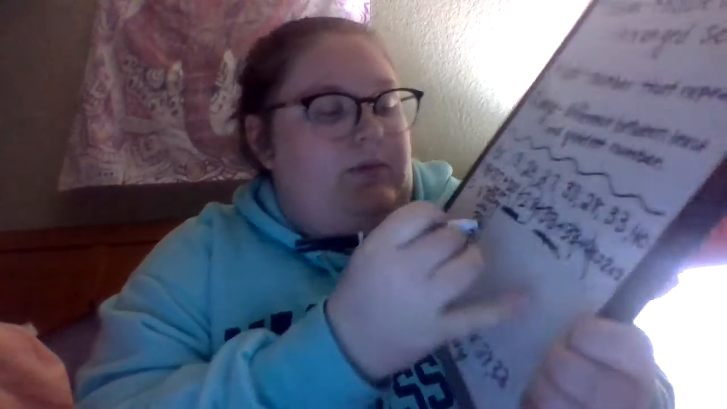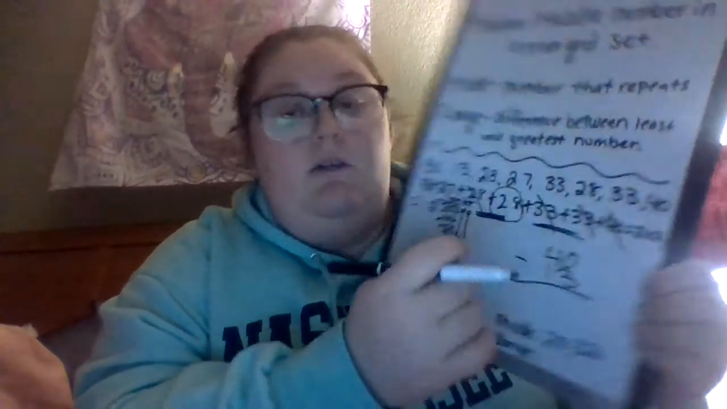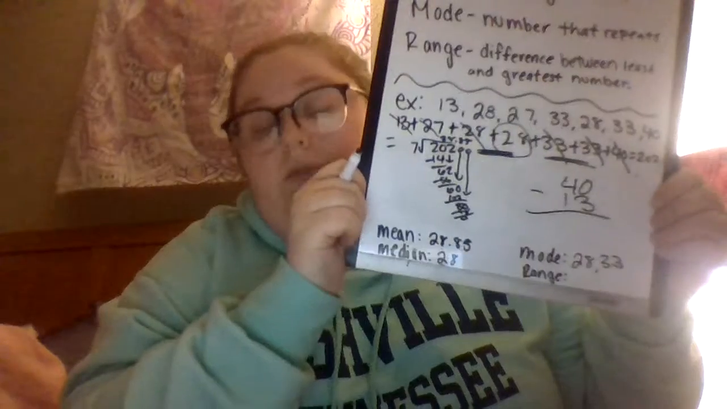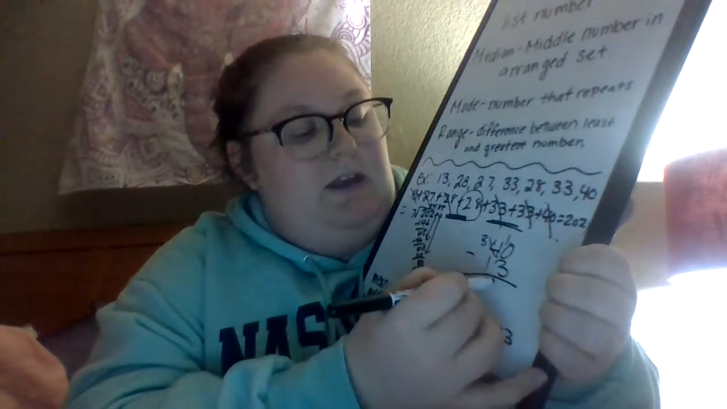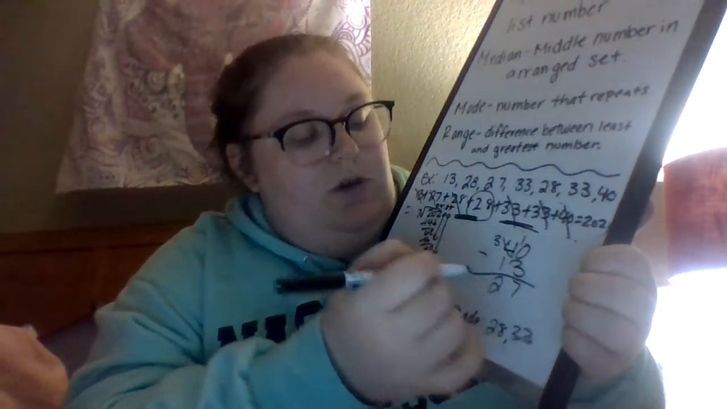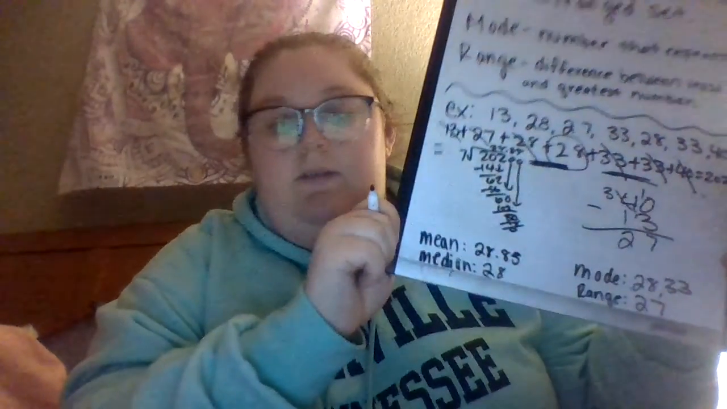So now let's find our range. Our biggest number was 40 and our smallest number was 13. Remember, to find our range, we have to take our biggest number in our set subtracted by our smallest number. So let's do this. We've got to borrow. So then 10 minus 3 is 7. 3 minus 1 is 2. So then my range is 27.